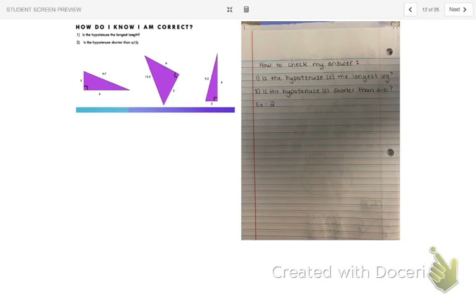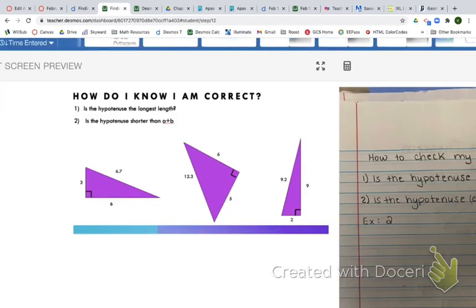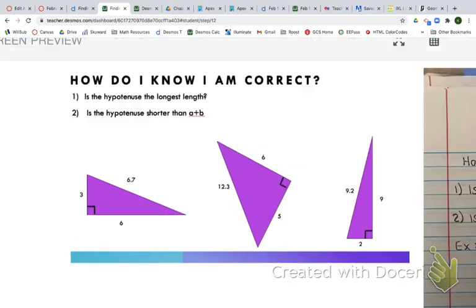Alright, join me on slide 12. So the thing about hypotenuse and Pythagorean theorem is that that's a lot of steps. Even though it's simple, it's still a lot of steps to make sure that you are putting the right thing into the formula correctly. So here are some ways to check if you're correct. The two questions that you'll ask yourself is, the first one, is the hypotenuse the longest length? So if you notice on these three triangles, the hypotenuse is always the longest length. 6.7 compared to 6 and 3, 12.3 compared to 6 and 5, 9.2 compared to 9 and 2.